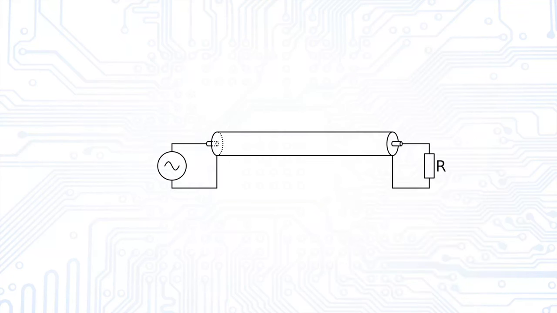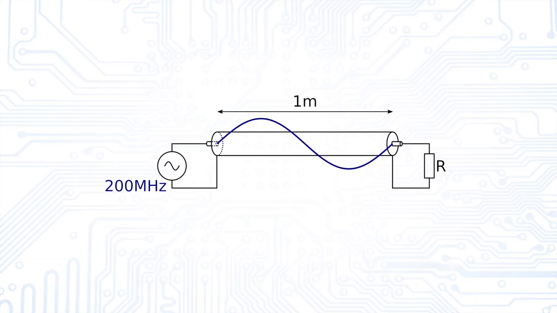To describe this, let's take a simple example. A voltage source is connected to one side of a wire and a resistor is connected to the other side. Let's assume the wire has a length of 1 meter and the voltage source gives an AC voltage with a frequency of 200 MHz. If we were able to measure the voltage at any point on the cable, we would see that it shows a sinusoidal distribution over it.